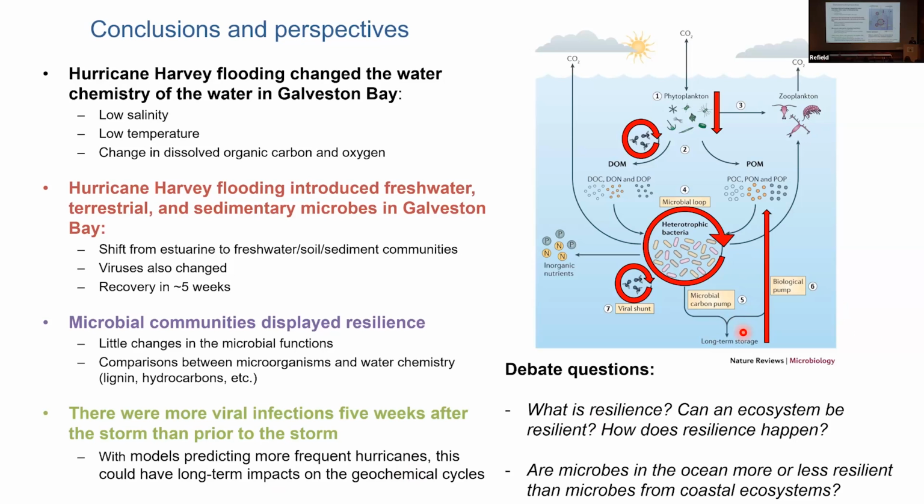So just to summarize, we had some sort of a reverse biological pump with the sediment that came back. We found fewer phytoplankton, but an increase in viral infections and also heterotrophic bacteria. I didn't talk about it, but we did measure organic carbon degradation, and it was way faster right after the storm than it was before or a few months after.